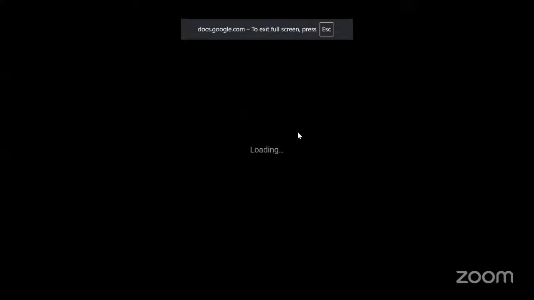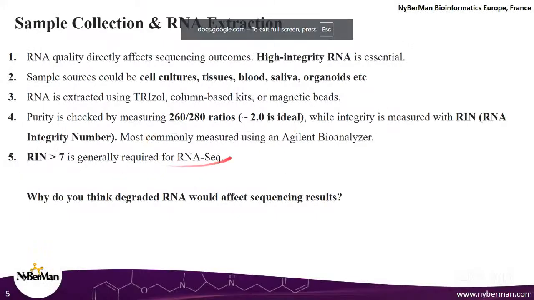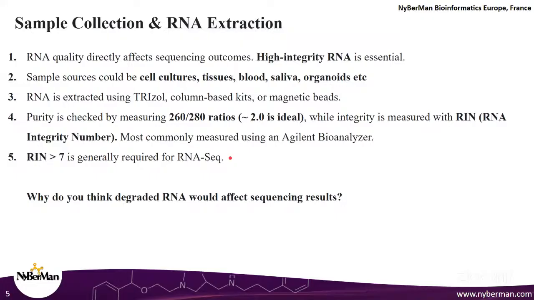Okay, let's continue. The next part is sample collection and RNA extraction. Remember, we are going to be doing RNA-seq, so of course we will be extracting RNA. Sample collection and RNA extraction is a very important step, because high integrity RNA is crucial for your experiment. If your RNA quality is bad, the sequencing is getting done on bad quality RNA, the data generated is already bad quality, and you cannot trust any results you get from the downstream analysis pipeline.